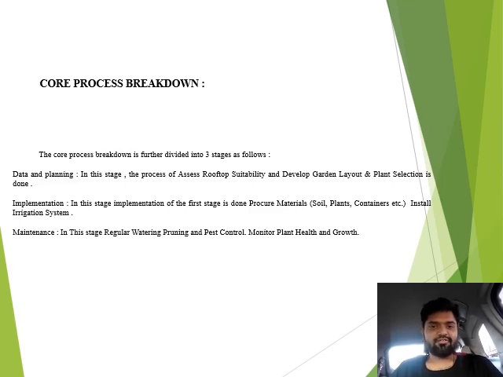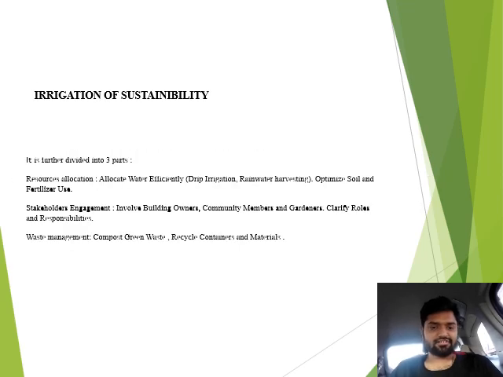When you carry out a project, you need core processes, sub processes, and final outcomes, so everything is divided into subtopics like that. Next is maintenance. In this stage, regular watering, pruning, pest control, and monitoring of health and growth are done. We need to monitor each stage in order to carry out a successful project, which should be sustainable as well.